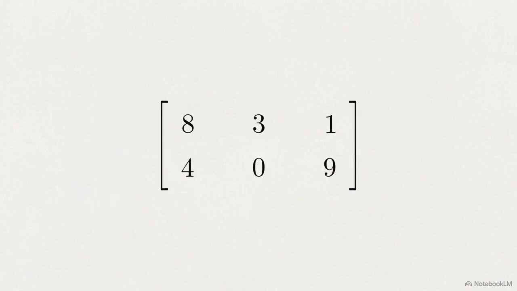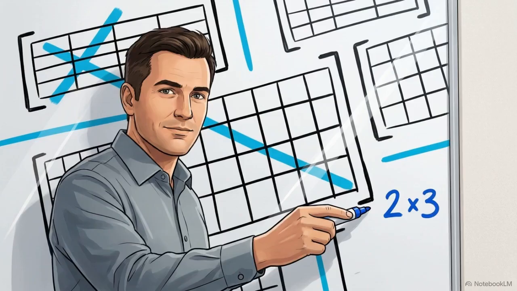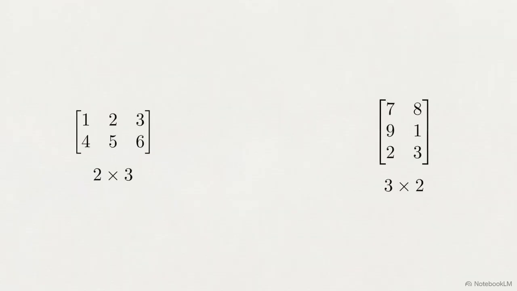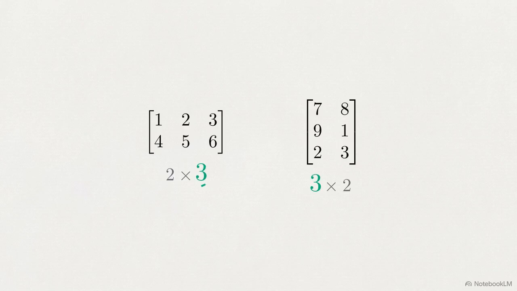Look closely at this specific matrix. We count 1, 2 rows across and 1, 2, 3 columns down. That gives this matrix an order of 2 by 3. Correctly identifying the exact order is a mandatory first step. Every matrix calculation you will learn relies on these dimensions lining up perfectly.